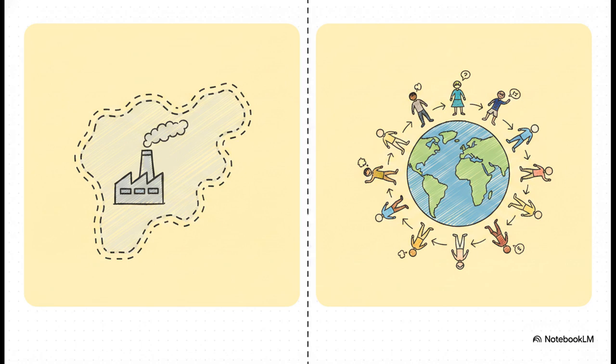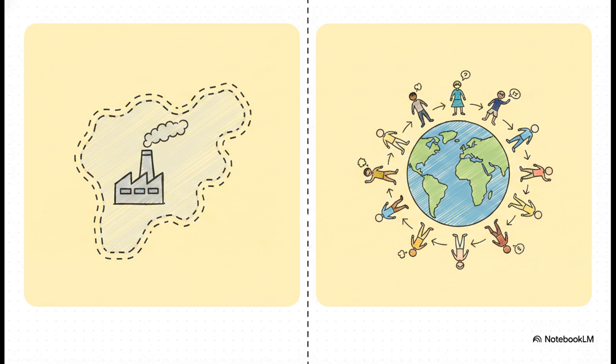Let's look at the first lens, location versus residency. Here, we're comparing domestic product to national product. Domestic product is strictly geographical. Think about a massive foreign car plant operating right inside your country's physical borders. Even if the profits ultimately go overseas, the value produced by that factory counts toward your domestic product simply because it was made on your soil.